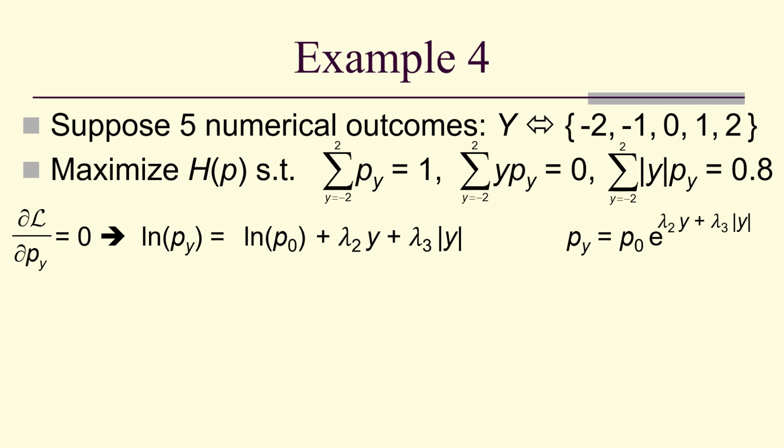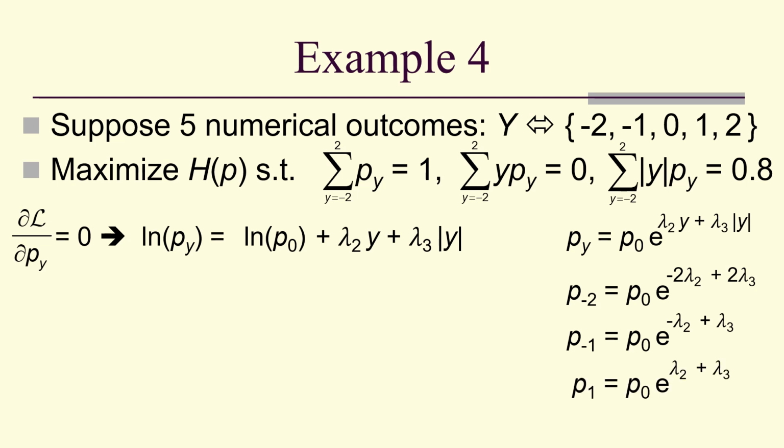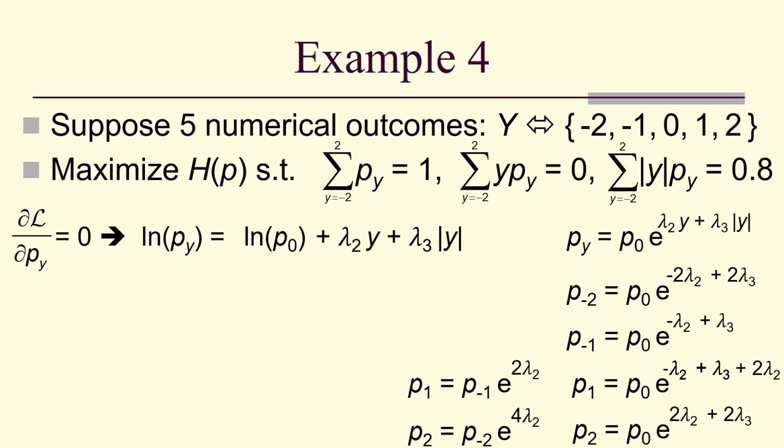So now we can get the other values of y: for y equals negative 2, y equals negative 1. And notice each one of these is p naught times an exponential. Now notice what we can do in p1 is add and subtract a lambda 2, and that means the first part, e to the negative lambda 2 plus lambda 3, is actually p negative 1. So we now know p1 is equal to p negative 1 e to the 2 lambda 2. And likewise, p2 is p negative 2 e to the 4 lambda 2, if you look at what we've done there.